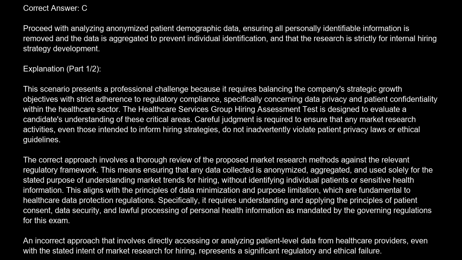The correct approach involves a thorough review of the proposed market research methods against the relevant regulatory framework. This means ensuring that any data collected is anonymized, aggregated, and used solely for the stated purpose of understanding market trends for hiring, without identifying individual patients or sensitive health information. This aligns with the principles of data minimization and purpose limitation, which are fundamental to healthcare data protection regulations. Specifically, it requires understanding and applying the principles of patient consent, data security, and lawful processing of personal health information as mandated by the governing regulations for this exam.